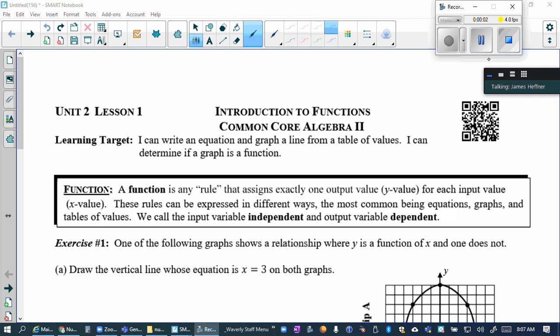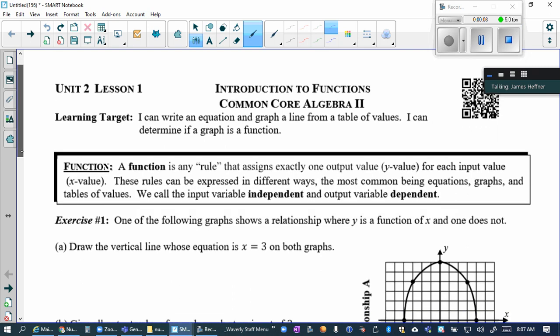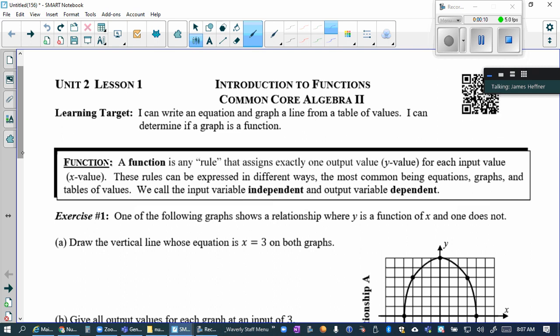So, functions. At the top of page 16, there's a box that defines what a function is, and then I'll clarify that a little bit. In that box, a function is any rule, like an equation or a table of values. It's a rule about a relationship between x's and y's that assigns exactly one output, and the outputs would be the y values, for each input. And the inputs would be the x values.